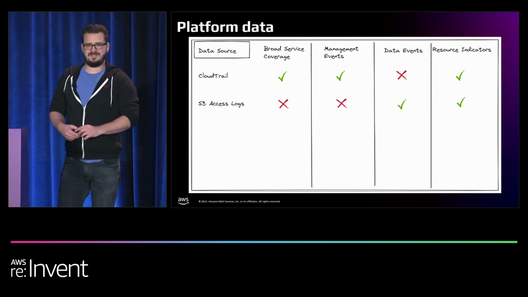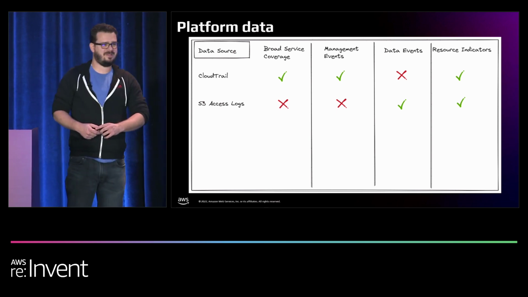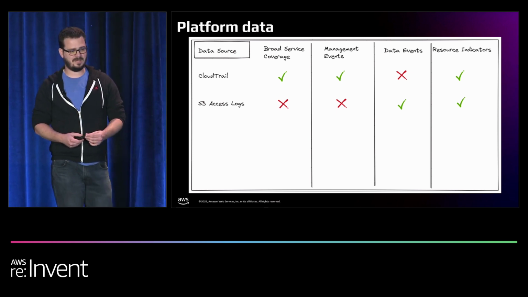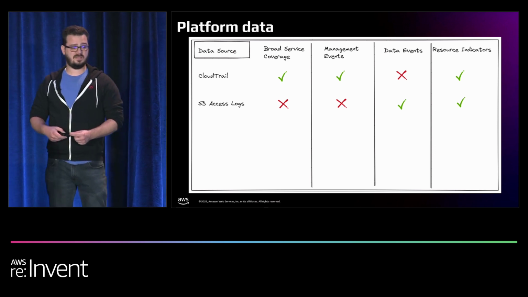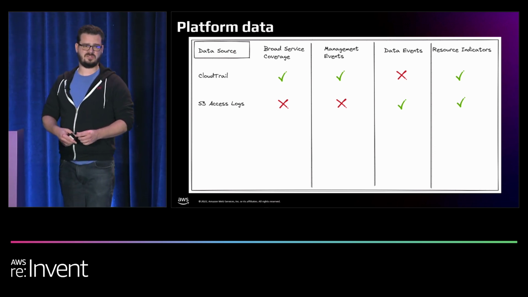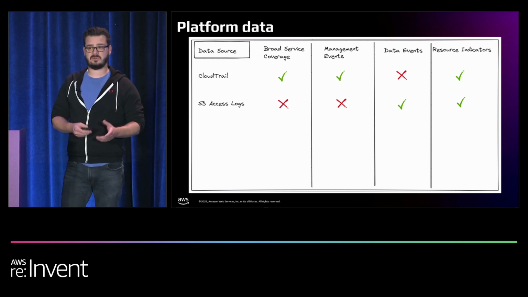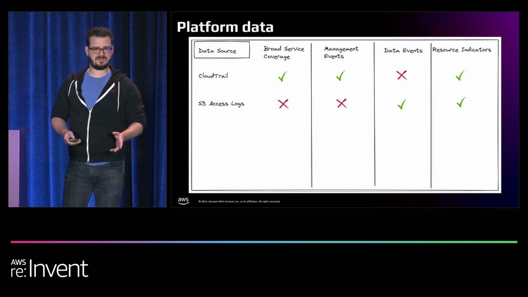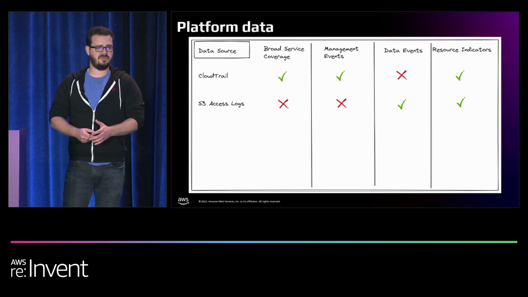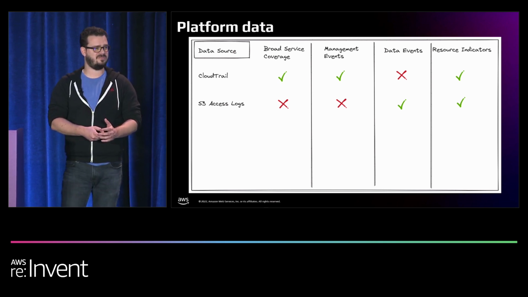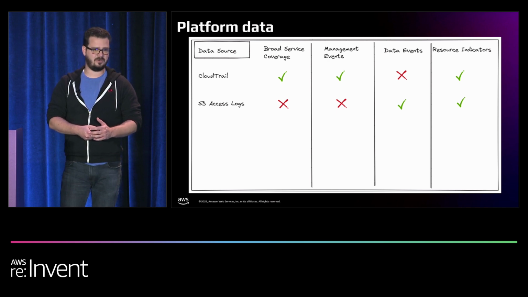S3 access logs is a good exception to something like a CloudTrail extension where you can get those data events, and it does contain the resource indicators. However, it's just the one service. It solves it for the S3 visibility issue. If anyone here has enabled S3 data events at a meaningful scale, you'll know that it generates very large volumes very, very quickly.